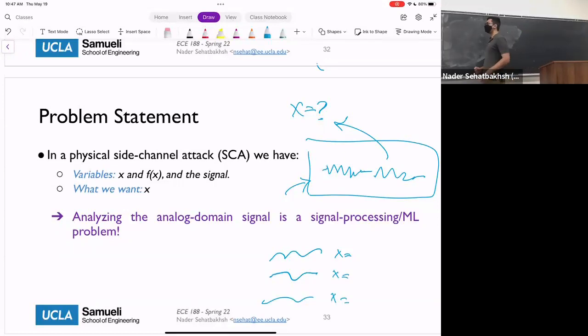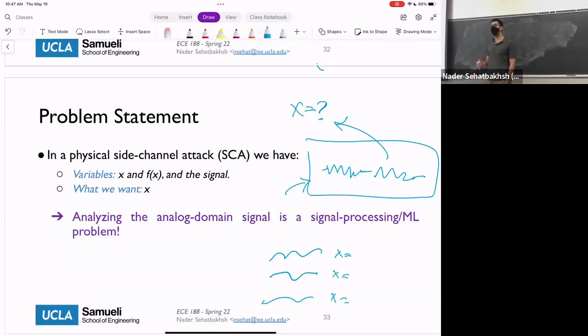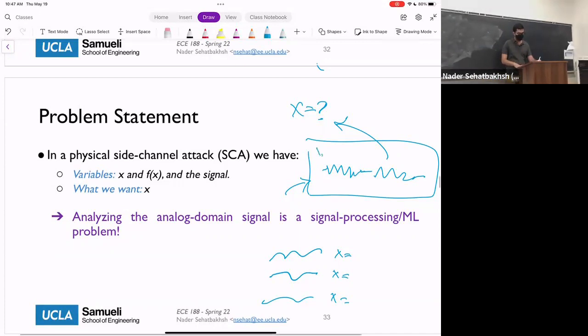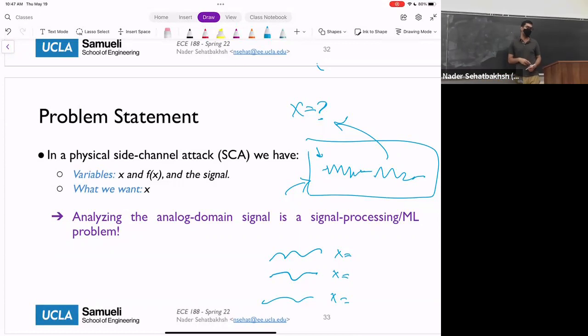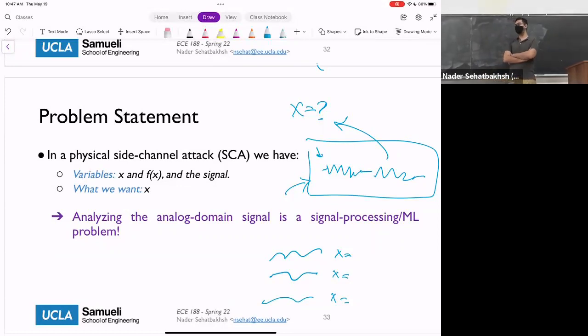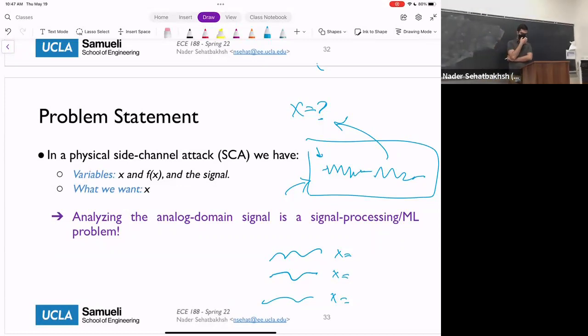So solving the physical side channel problem is very relevant to state-of-the-art digital signal processing and machine learning problems, because all of them are trying to solve the same problem. The only thing is that the source of this signal in this case is an embedded device, an IoT device, a computer, versus, for example, in speech processing, where the source is a human voice, right? So that's the fundamental difference. But the class of problems is very similar. That's why you will see that the majority of our work in this domain is trying to apply those similar techniques to the same signal. Okay?